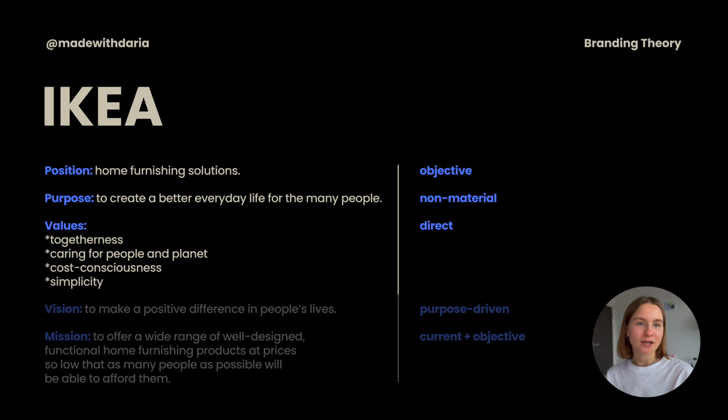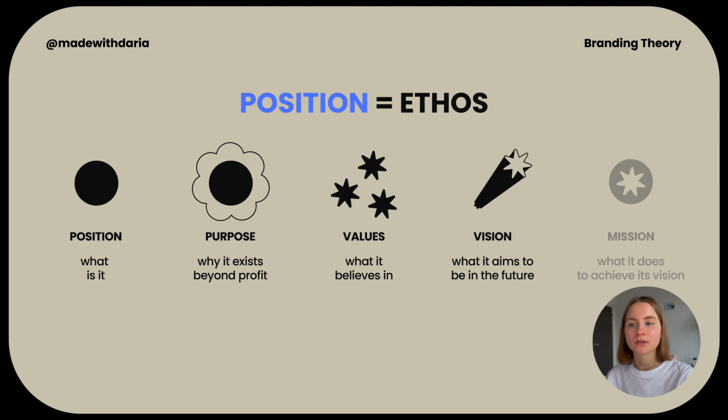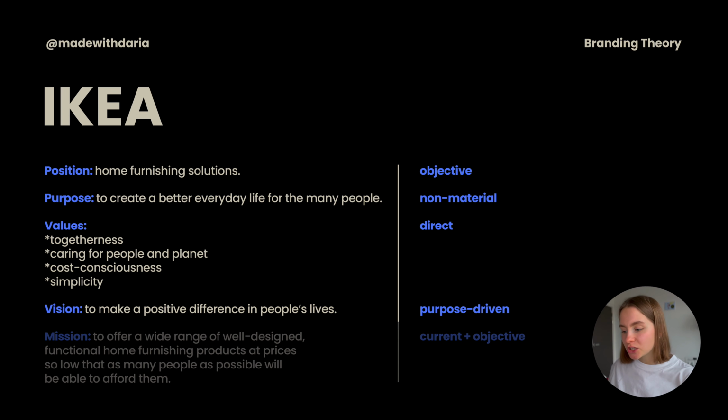And then simplicity. It allows, again, to target bigger audiences and create better everyday life, make it easier for as many people as possible. The vision is a forward-looking statement that describes what a company aspires to be in the future. The vision is usually purpose-driven, as I would say everything within the brand positioning strategy. IKEA's vision is to make a positive difference in people's life, almost, I would say, synonymous with its purpose. In this scenario, it's a bit hard to distinguish between these 2 terms on this example.